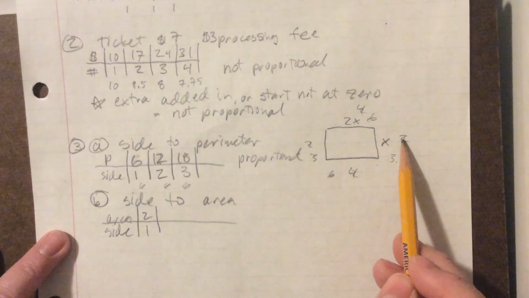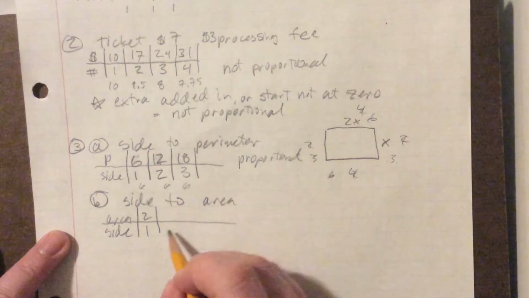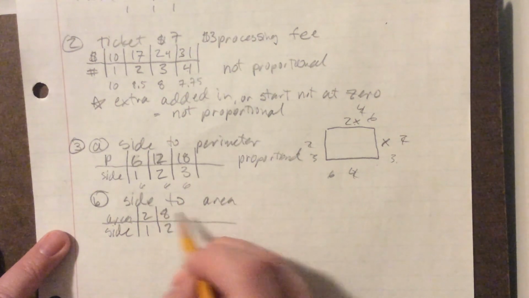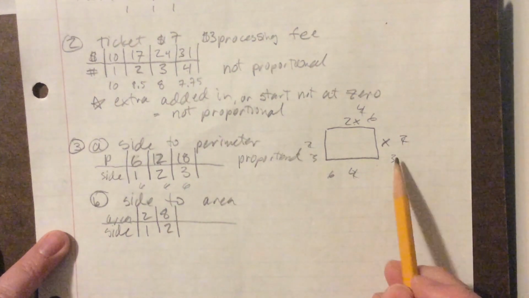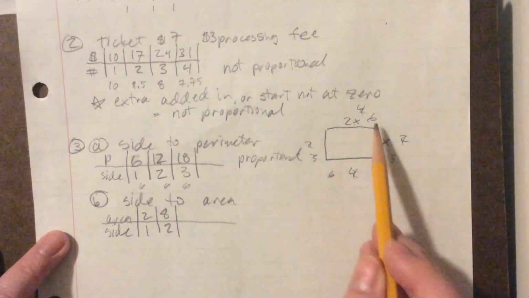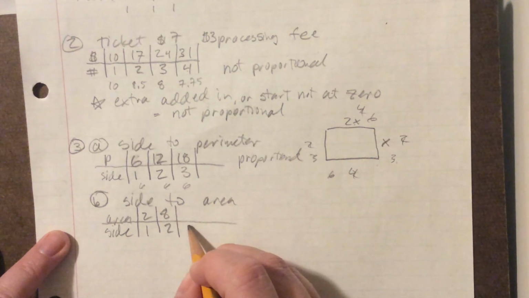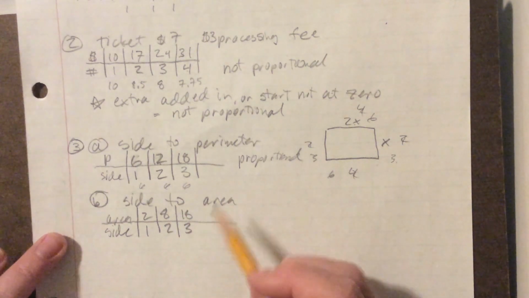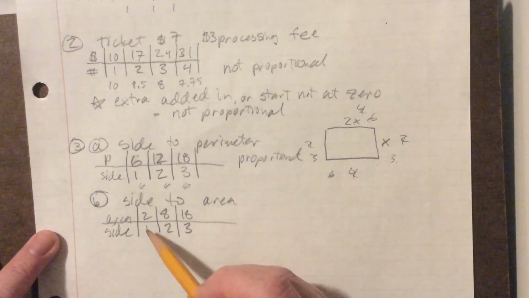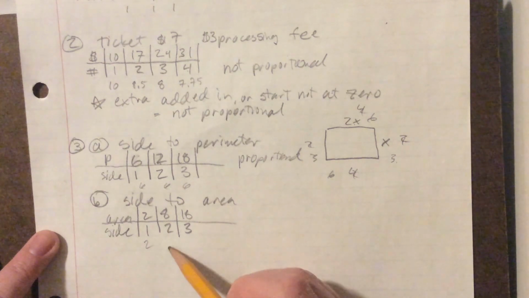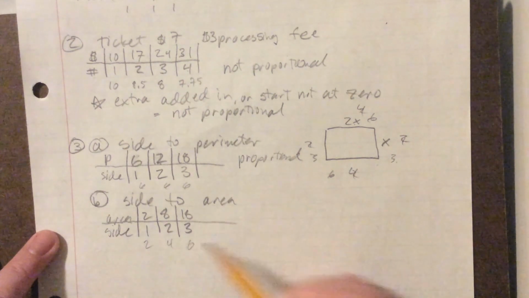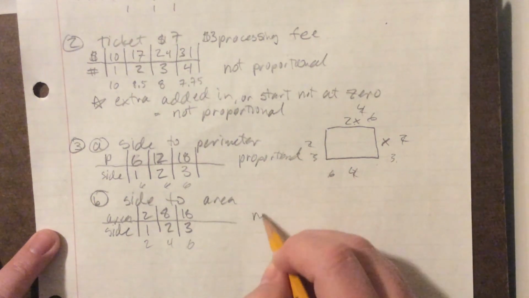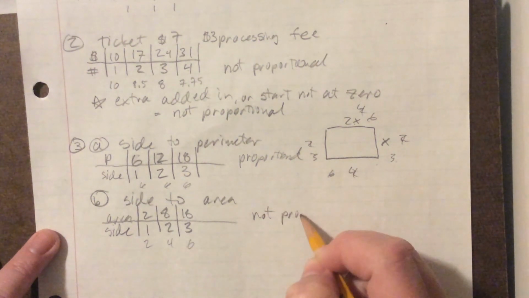If 2 is our side, so that means we have 2 and 4, and that was 2 times 4 is 8. If 3 is our side, so that's 3 and 6, 3 times 6 is 18. Do these reduce down to the same thing? This one reduces down to 2, this one reduces down to 4, this one reduces down to 6. Are those the same number? Nope. So this is not proportional.